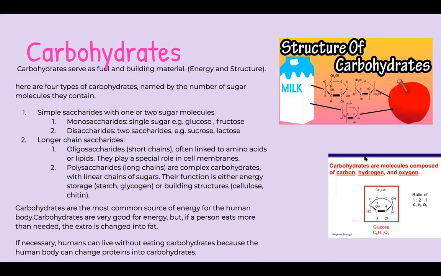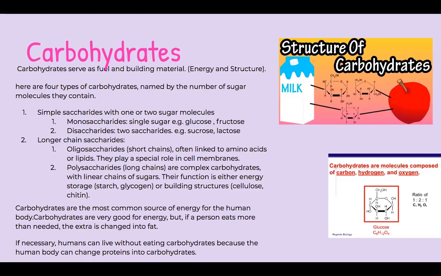So carbohydrates serve as fuel and building materials, so energy and structure. There are 4 types of carbohydrates named by the number of sugar molecules they contain. Simple saccharides are 1 or 2 sugar molecules, so monosaccharides, think single sugar, then disaccharides, which are 2 saccharides joined together with a covalent bond. We have longer chain saccharides, and these are what you refer to as polymers. Not all carbohydrates are polymers.